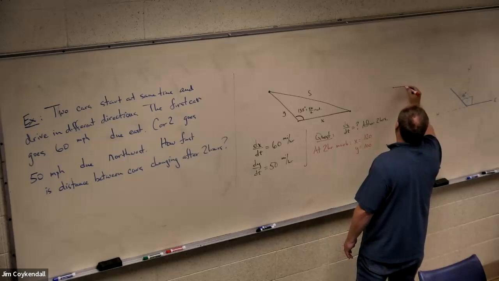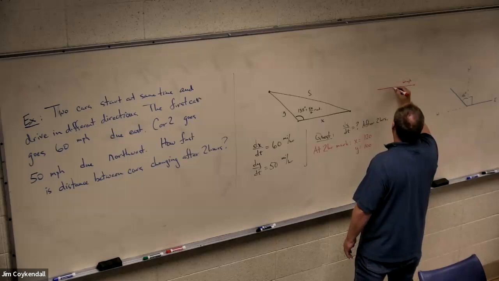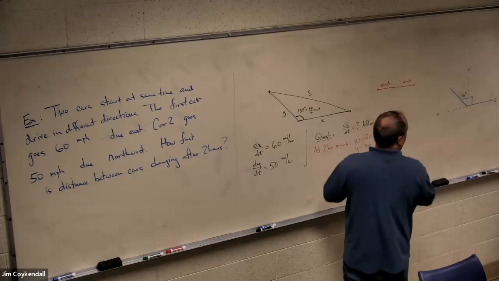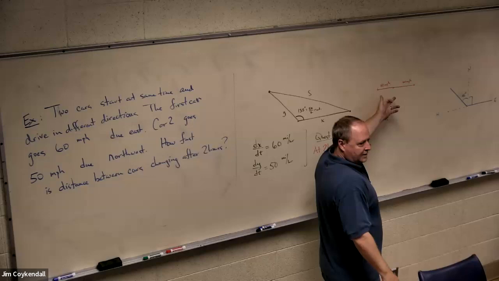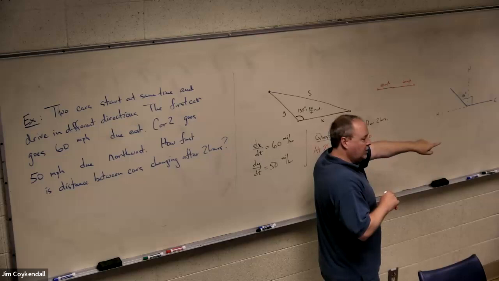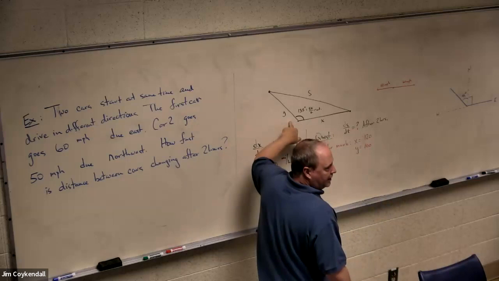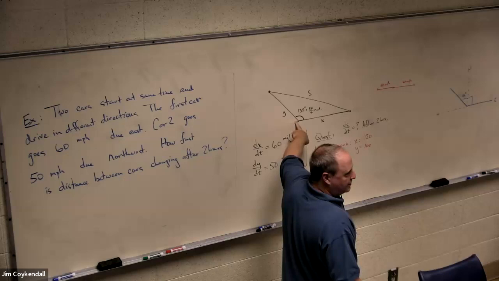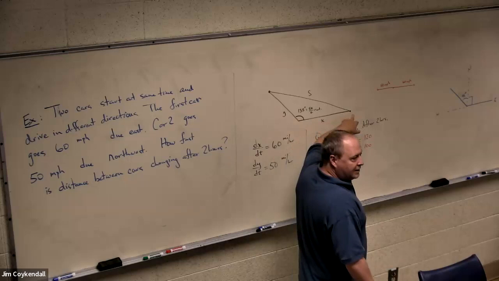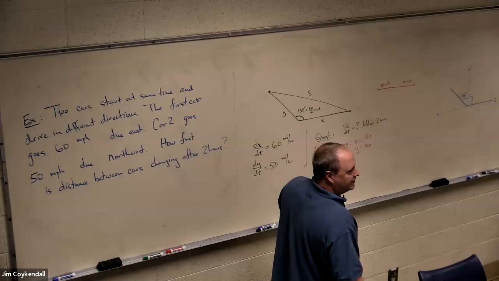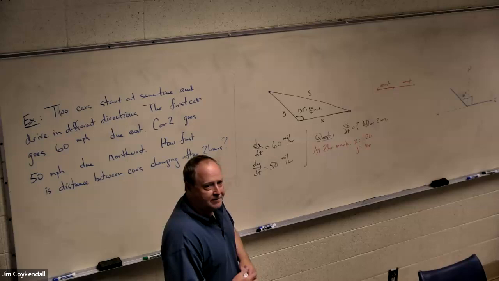Think about this. How fast is that line changing? Always 110 miles an hour. Do I agree with that? One car going due east, one car due west, the distance is going to change at 110 miles per hour. Right? Will the distance here be changing faster or slower? Slower. Everybody agree with that? It's got to be more than 60, but it's got to be less than 110. We'll finish this one off.